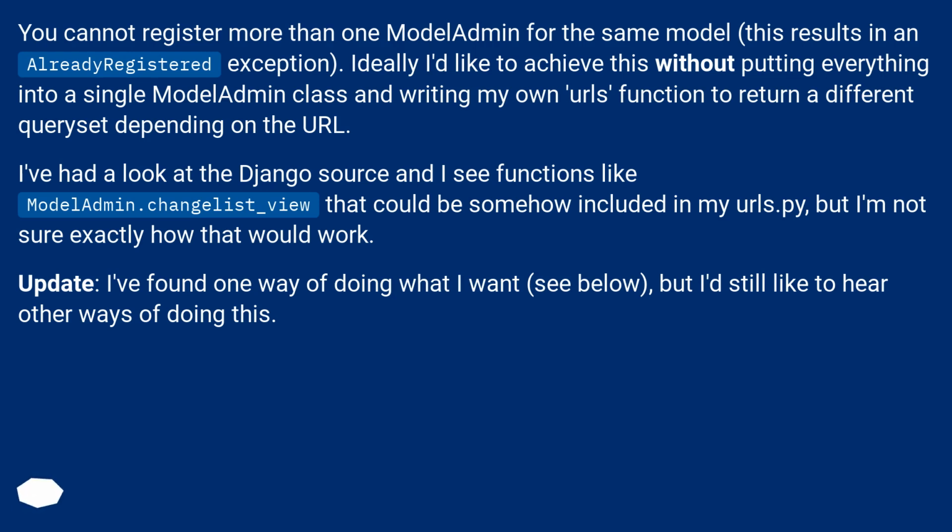I've had a look at the Django source and I see functions like modeladmin.changelist_view that could be somehow included in my urls.py, but I'm not sure exactly how that would work. Update: I found one way of doing what I want, see below, but I'd still like to hear other ways of doing this.